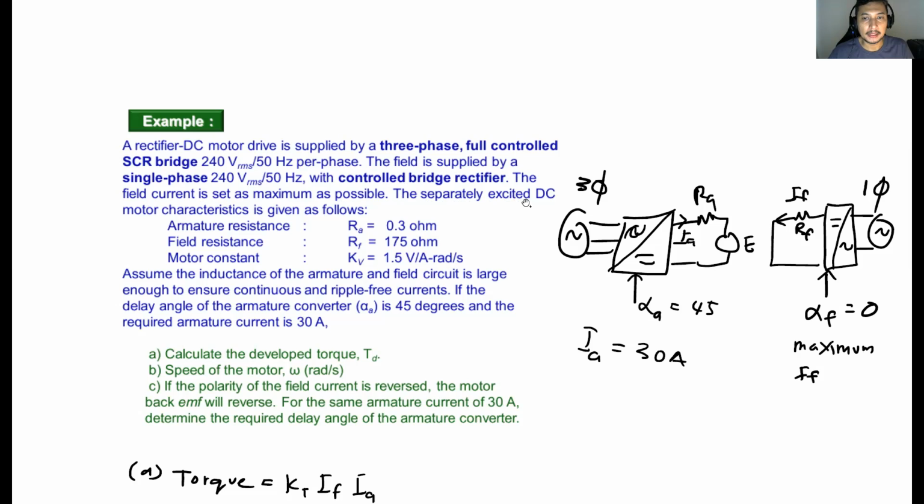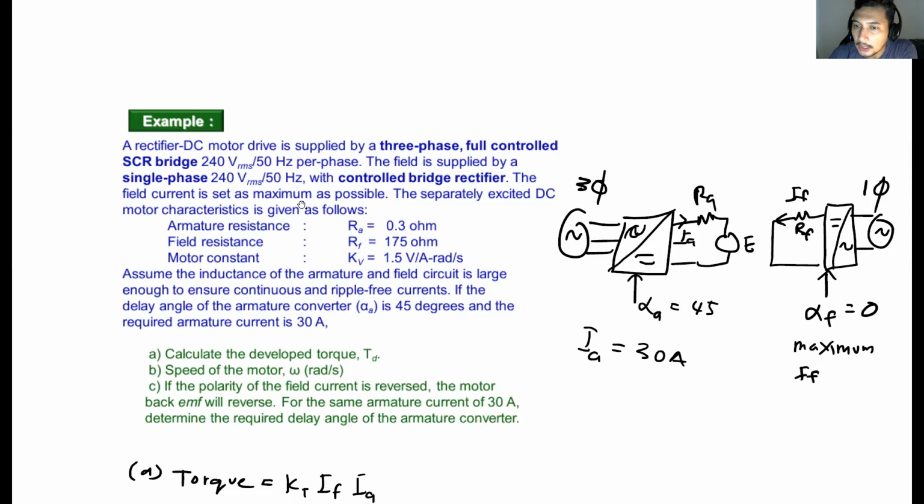The separately excited DC motor has these characteristics: the armature circuit RA, RF, and the motor constant is also given. Assume the inductance of the armature and field circuit is large enough to ensure continuous and ripple-free currents. If the delay angle of the armature converter, which is your firing angle alpha A, is 45 degrees, and the required armature current is around 30 ampere, calculate (a) the developed torque, (b) the speed of the motor, and (c), which we will discuss later.